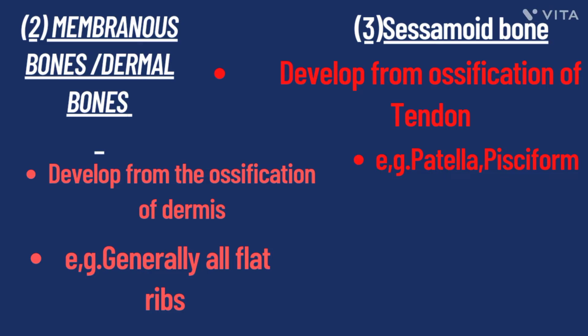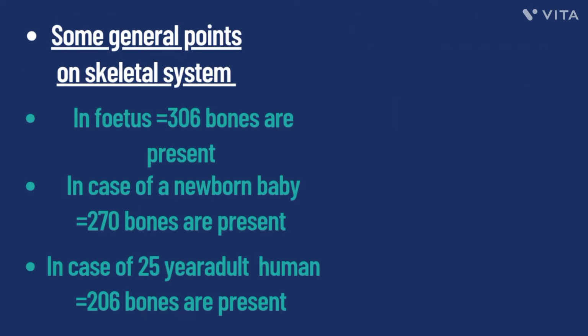Examples of sesamoid bone are patella and pisiform. So these are some general points you can remember because these types of questions are asked in board exams, but they are not something to be explained. So I am moving ahead.